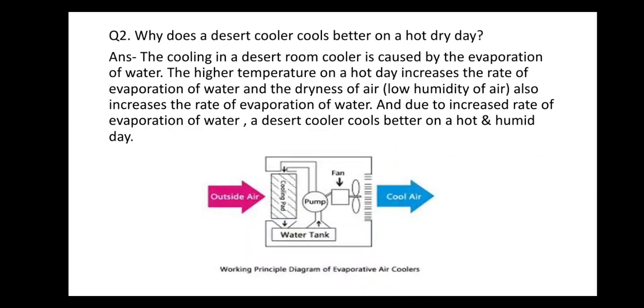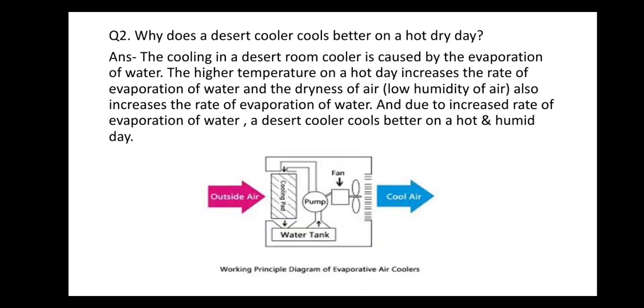Desert cooler works better on a hot and dry day. Hot means temperature is high. Dry means humidity is low. So if you recall the factors which are affecting the rate of evaporation, then temperature is proportional to the process of evaporation. That is, more the temperature, more will be the evaporation. And humidity is inversely proportional to the process of evaporation. More humidity means less evaporation.